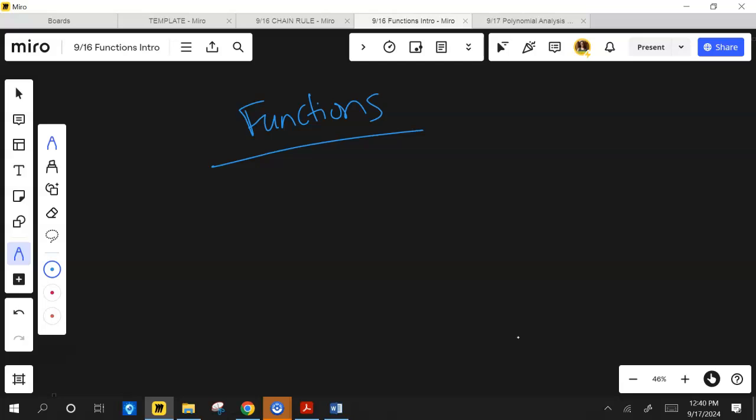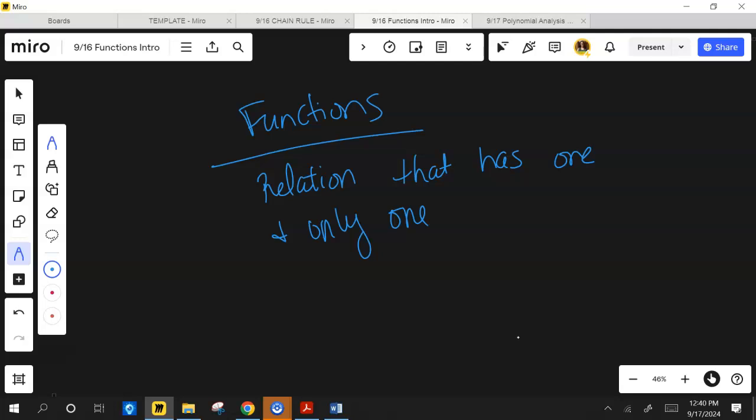All right, functions. What is a function? It's a special rule or law that defines a relationship. A relation that has one and only one... That's a little technical for us. We're going to break it down a little easier than that. A relation that has one and only one output. Which is the output, X or Y? Y. For every X. Or for every input. Yes.